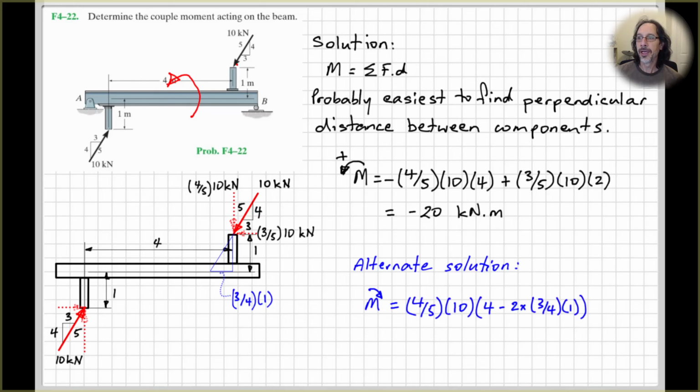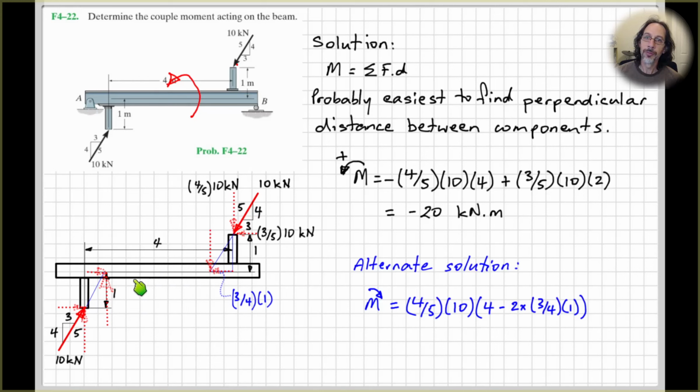So now all we need here is the vertical component, 4/5 times 10. And then the horizontal component will be here. If we do the same thing down the bottom, then we can see that the two horizontal components are now collinear. Right? So no moment, or no couple moment, is generated by the two horizontal components.